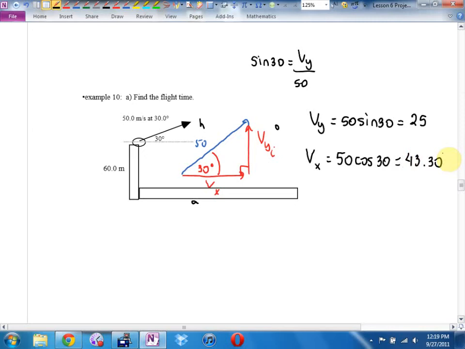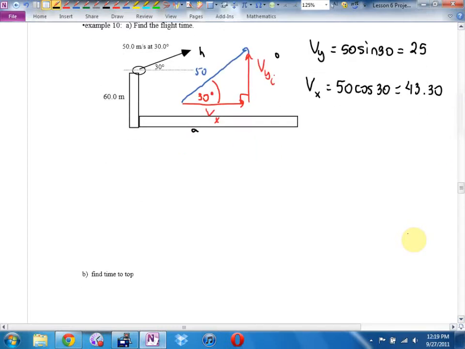I will never use this 50. Now that I've used it to find Vy and Vx, that 50 is dead to me, as far as I'm concerned. In fact, what I'm going to do is draw a little line down the middle of my page. I'm going to call one side horizontal, and I'm going to call one side vertical.